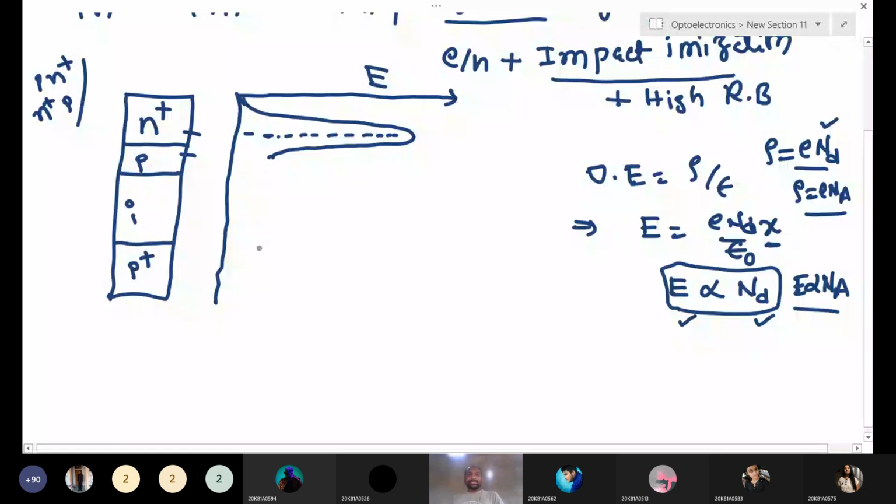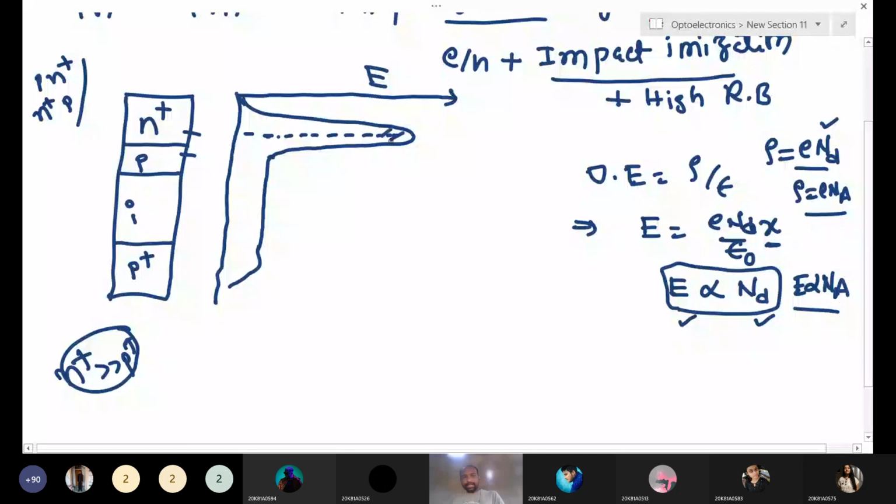Only this first region, whatever we have taken as the n plus p region, is highly doped. So that's why the electric field is high here. This region we are calling the avalanche region. What is that? Avalanche region. This space charge region at the n plus p junction, this depletion region, we are calling the avalanche region.